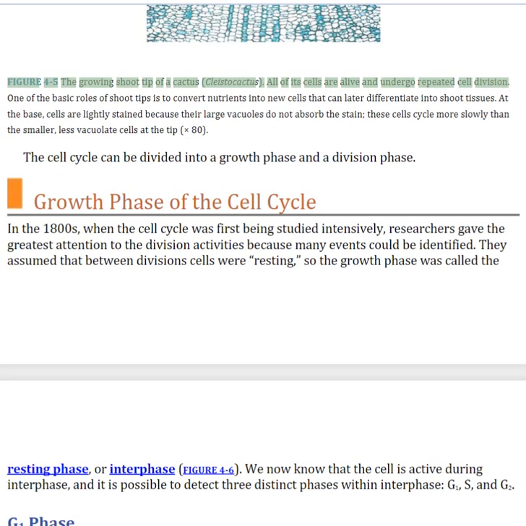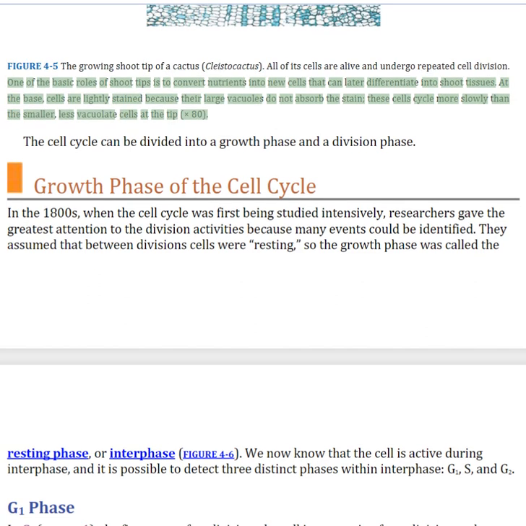Figure 4.5: The growing shoot tip of a cactus. All of its cells are alive and undergo repeated cell division. One of the basic roles of shoot tips is to convert nutrients into new cells that can later differentiate into shoot tissues. At the base, cells are lightly stained because their large vacuoles do not absorb the stain. These cells cycle more slowly than the smaller, less vacuolate cells at the tip.